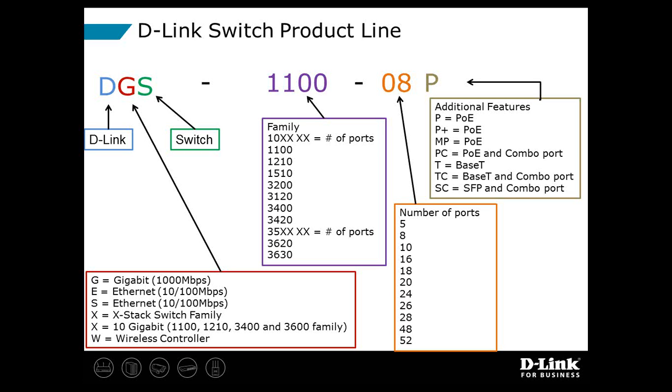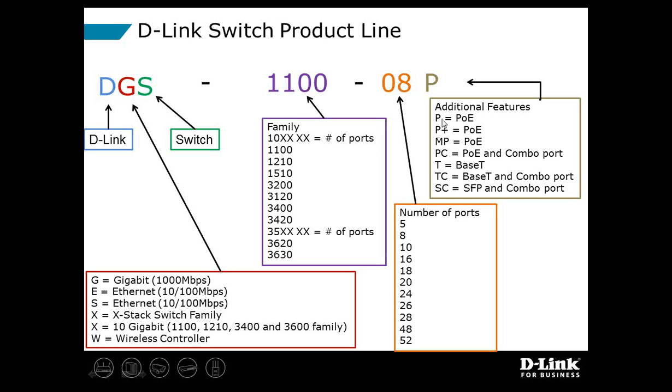So let's go to the middle here. The middle here is the family. So you'll have the family. So for example, if this was DES 105, it would be a 5-port 10/100 switch on down the line. As you go up in family, you go up in capabilities, what the switch can do. And then the last number, if you have the last 2 digits, that's the number of ports. So D-Link has anywhere from 5 ports to 52 ports.